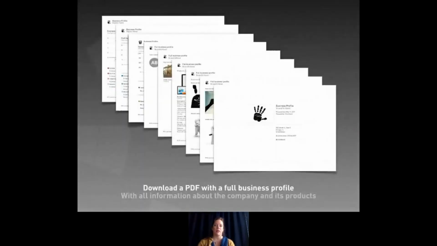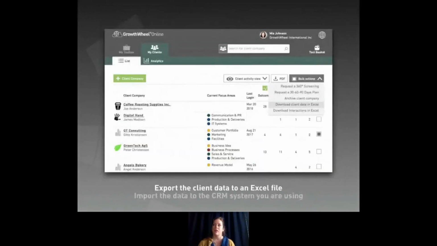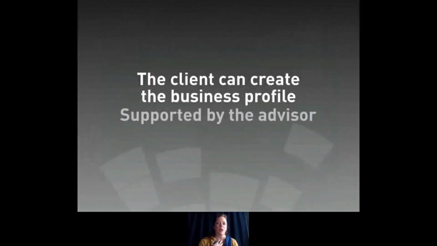It's really nice, I think, with that information about the company and its products or services. And down here, when you click on clients, you click on that bulk action button. Pick whichever client you want, and then under bulk actions, that's where you've got that download client information, data in Excel. To me, it's really all about the client creating the business profile, supported by you.